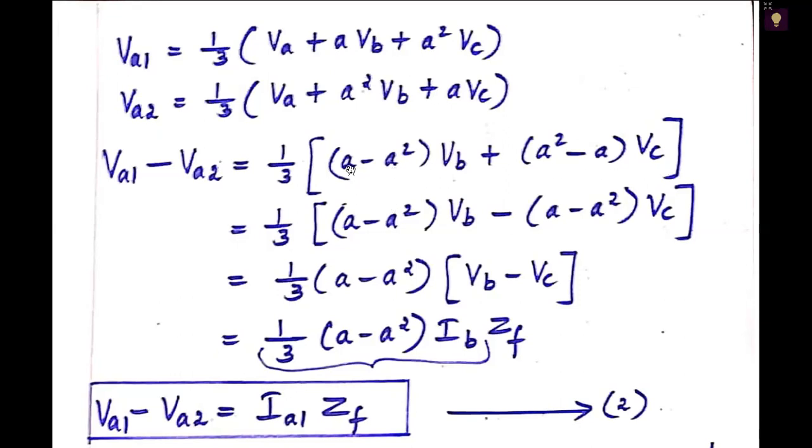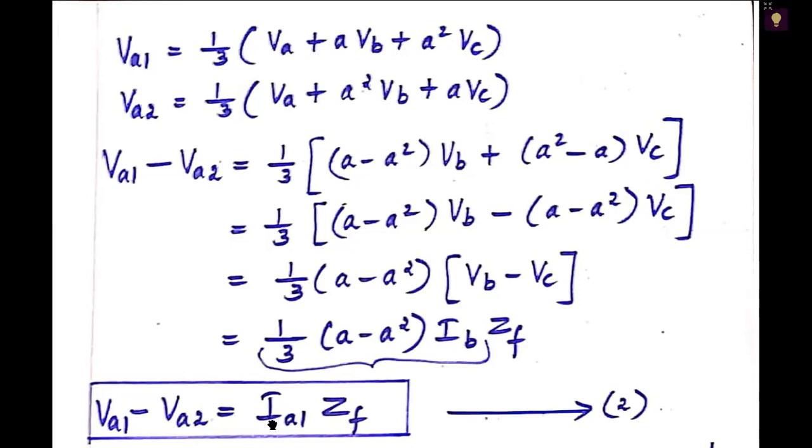Leave this term as such. And A square minus A can be written as minus of A minus A square. Then again, this A minus A square is common in both the terms. So 1 by 3 into A minus A square into VB minus VC. Already in the initial terminal condition, in equation 1, we have proved that IA1 is equal to 1 by 3 into A minus A square into IB.